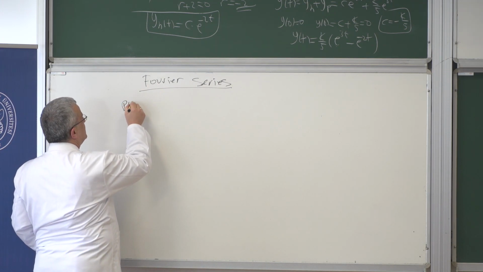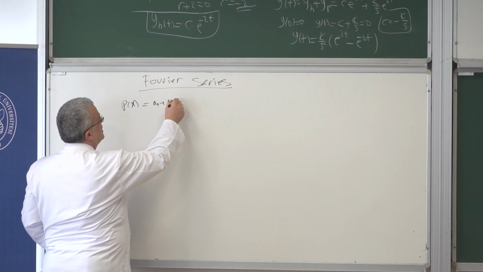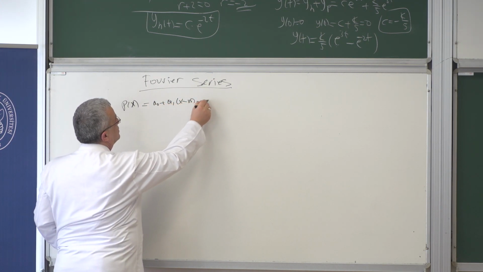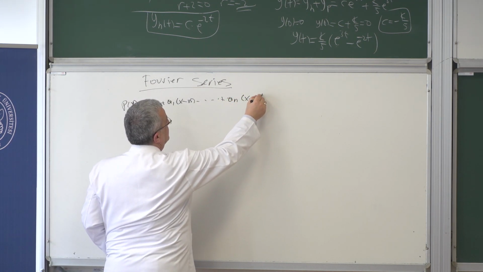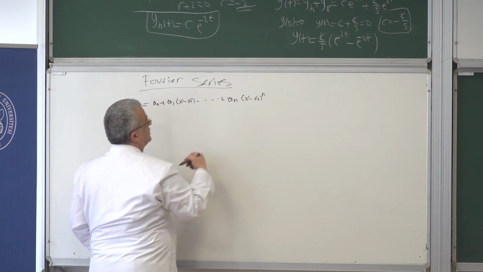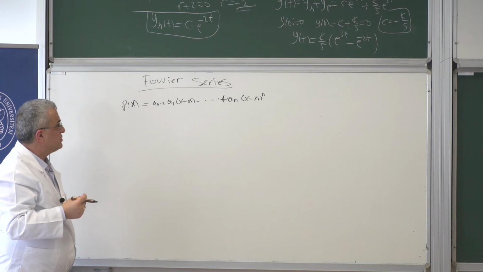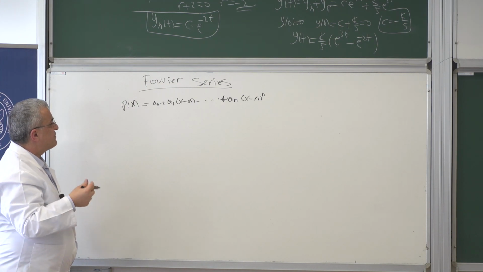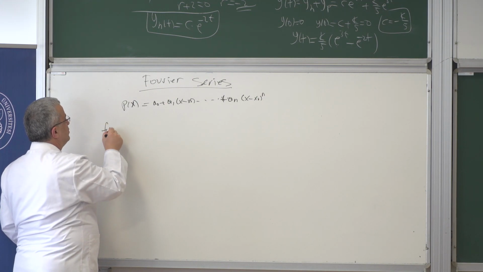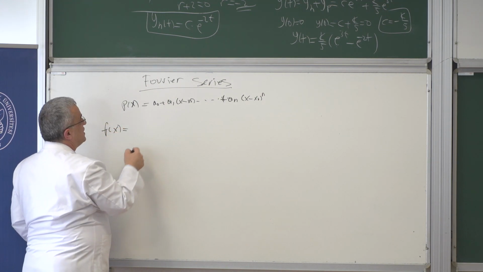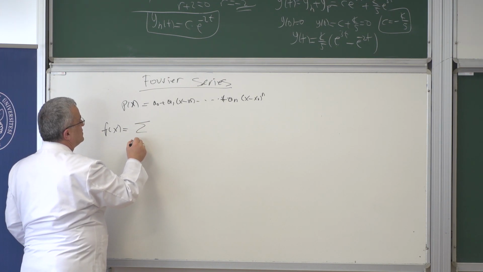So a polynomial, we said, was like a0 plus a1 (x minus x0), etc., up to an (x minus x0)^n. Okay, so this kind of function is called a polynomial. We said, how can you show any function, whether it's a polynomial or not, as a polynomial? We said that you can do that with a Taylor series.